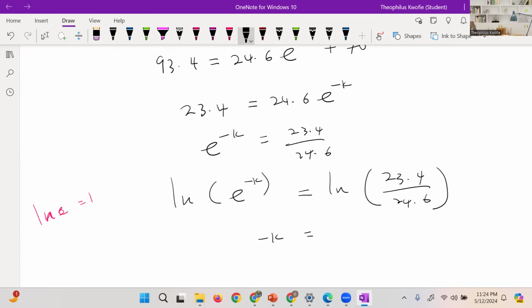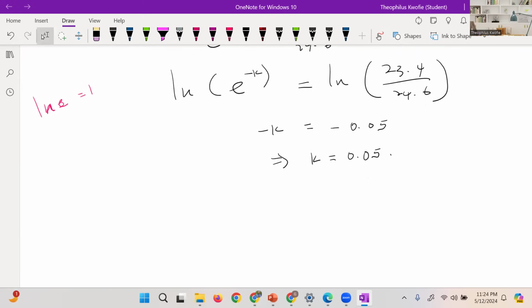And what is this? This should give us what? Minus 0.05. So this implies that my k will just be equal to 0.05. Okay, 0.05. So I want us to take note. In which case we're going to have our particular solution to be equal to 24.6 e to the power minus 0.05t plus 70. Already we know our c, which was 70, given by the question. Very, very important. Already we know that.